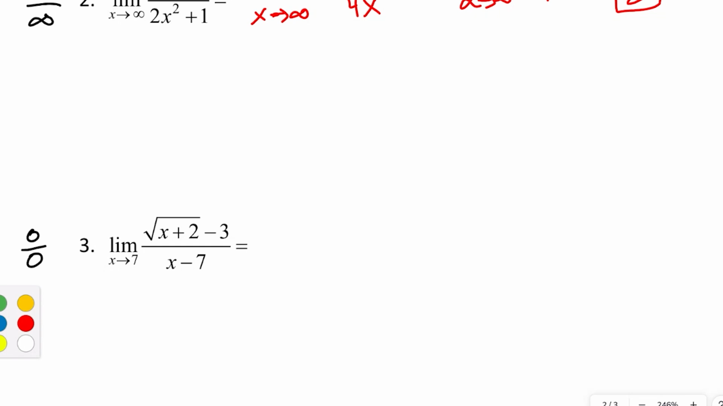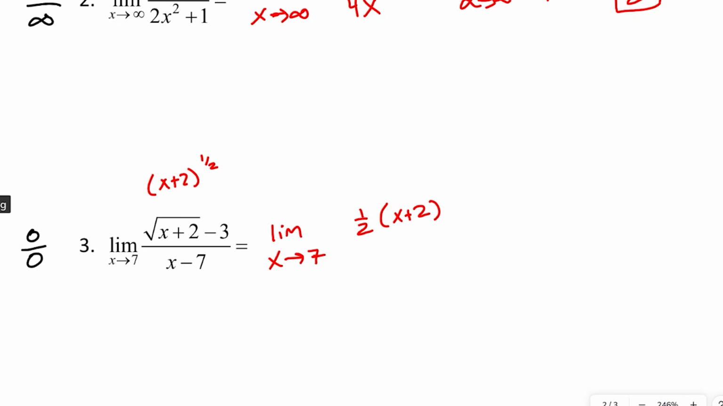So let's use L'Hopital's rule. We're going to think of this square root of x plus 2 as x plus 2 to the 1/2 power. Okay? And so we're going to have to use power and chain rule on that numerator. So this is going to equal the limit as x approaches 7 of 1/2 times x plus 2 to the -1/2 times the derivative of the inside there. So what's the derivative of x plus 2? 1. Okay, so I'm just going to do a times 1, even though I really don't need that. And then the derivative of -3, which is 0, so plus 0. We don't really need that either. Divided by the derivative of the denominator, which is just 1.